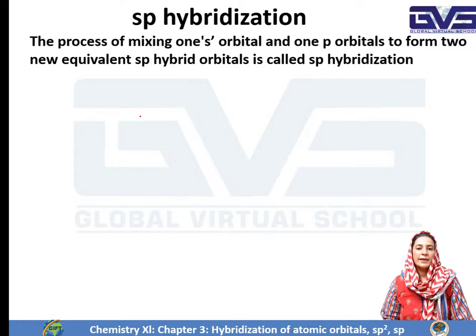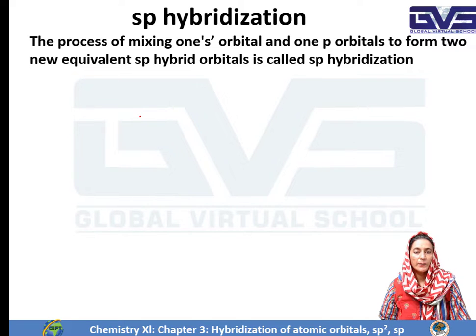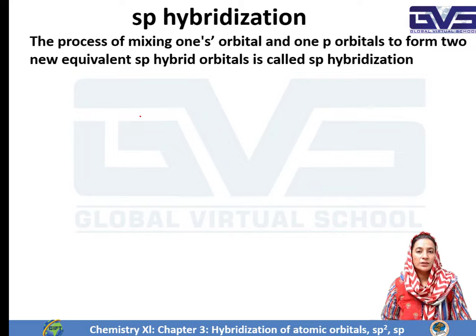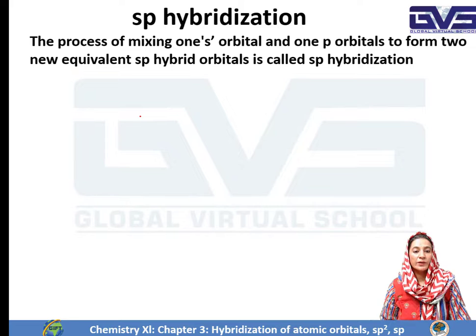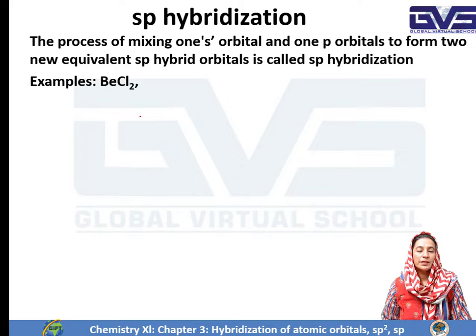So now is the sp hybridization. This is simple: one s and one p intermix to form two hybrid atomic orbitals, and this will explain the divalency of beryllium. An example is beryllium chloride or beryllium fluoride.